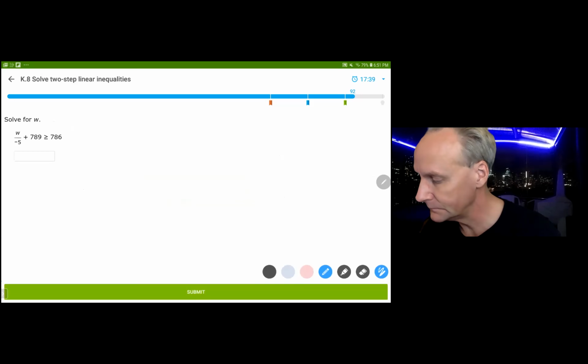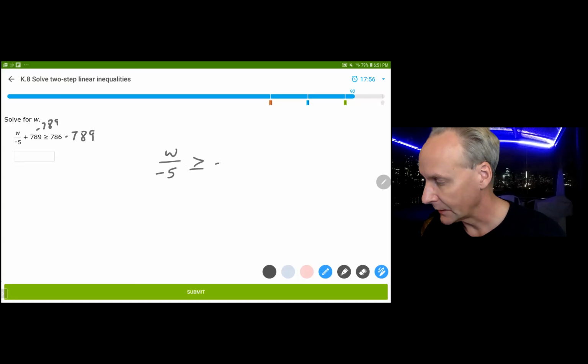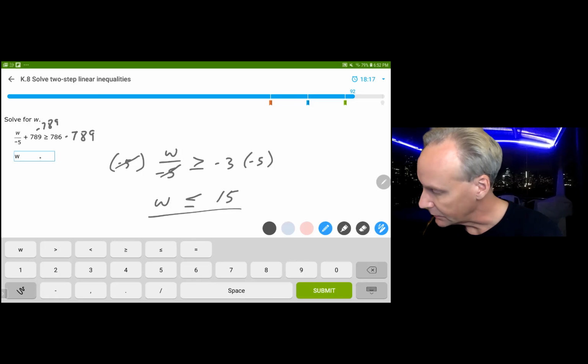We're almost done. I'm going to subtract 789, which is going to give me w over negative 5 is greater than or equal to, when I subtract the 789, I'm going to get negative 3. Then I'm going to multiply by negative 5 on both sides, which is going to change the sign. Notice the negative is now positive w, and this is less than or equal to 15. And it's really easy to test a solution, but I'm done. w is less than or equal to 15.